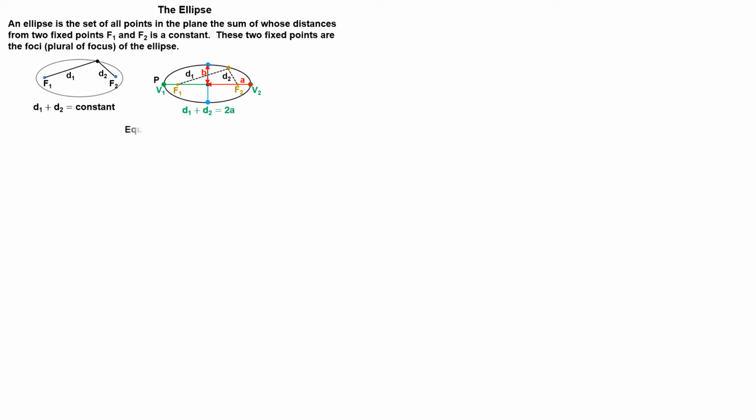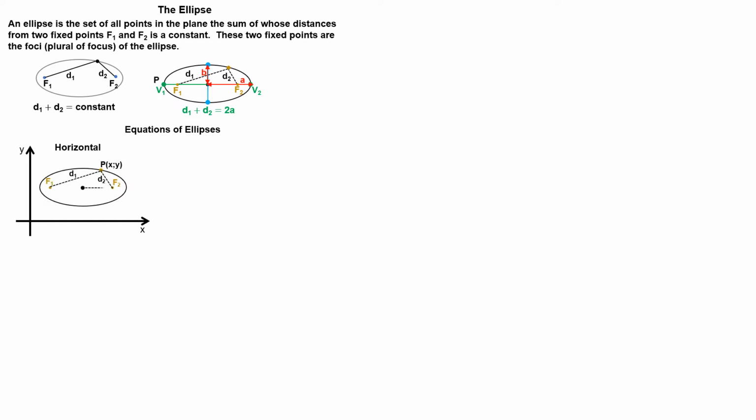We are ready to find the equation of an ellipse in a Cartesian plane. If the major axis of an ellipse is parallel to the x-axis in a Cartesian plane, we say that the ellipse is horizontal. The center of the ellipse will be h and k, and the distance from each focus to the center is c. We start with the formulas for distance 1 and distance 2. We know distance 1 plus distance 2 equals 2 times a.